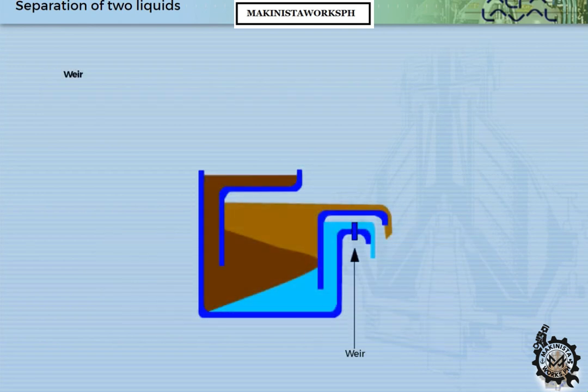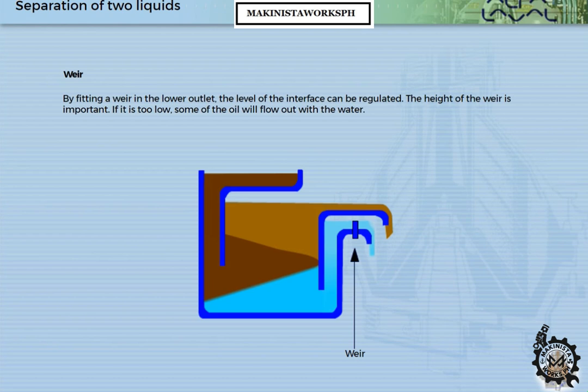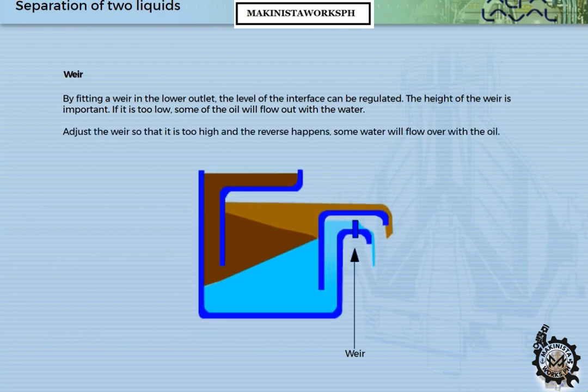Weir. By fitting a weir in the lower outlet, the level of the interface can be regulated. The height of the weir is important. If it is too low, some of the oil will flow out with the water. Adjust the weir so that it is too high, and the reverse happens. Some water will flow over with the oil.